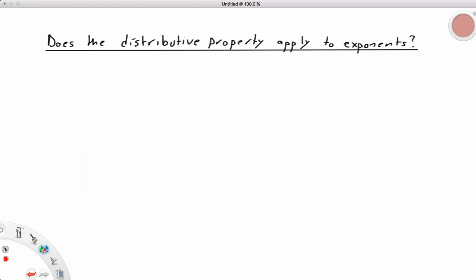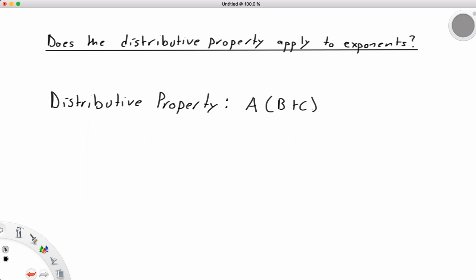And I think the first place we want to start is what is the distributive property to begin with. For any real numbers, if you take the sum of two numbers, say b and c, and multiply it by a, that's going to be the same as multiplying a by each of those individual numbers and then taking the sum. So a times the quantity b plus c is the same as the product of a and b plus the product of a and c.